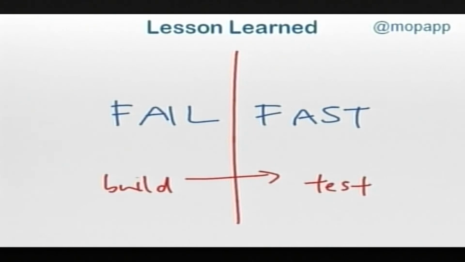What we learn is that you need to fail fast. It means that if it takes too much time to find out that your product is not well placed, you're screwed. You spend too much time, money, and people's effort going in a direction that nobody wants.